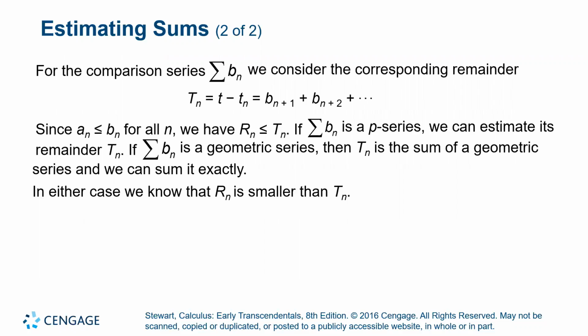So since we're in the convergence situation, that an is less than or equal to Bn for all of our n, then we know our remainder for an is also less than or equal to the remainder Tn. So if the series Bn is a p-series, we can estimate the remainder. If it's a geometric series, then Tn is the sum of a geometric series, and we can find the exact amount because we have a formula for that. Either way, we know that Rn is smaller than or equal to Tn.